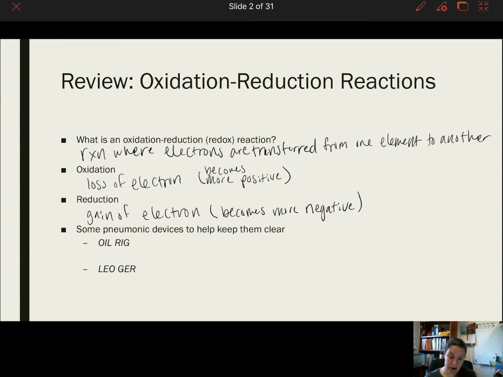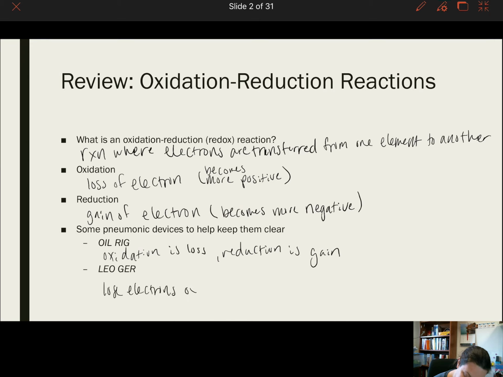Some mnemonic devices that can help you out with this are OIL RIG, or LEO says GER. OIL RIG: oxidation is loss of electrons, reduction is gain. And again, we're talking with respect to electrons. LEO says GER: lose electrons oxidation, gain electrons reduction. So, pretty easy.